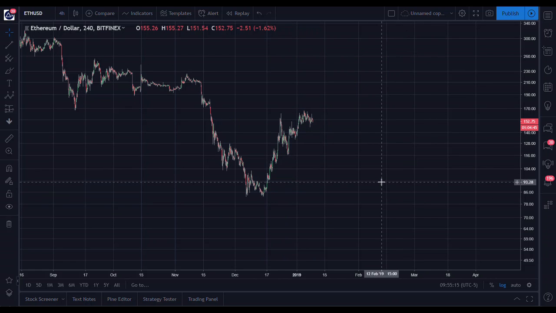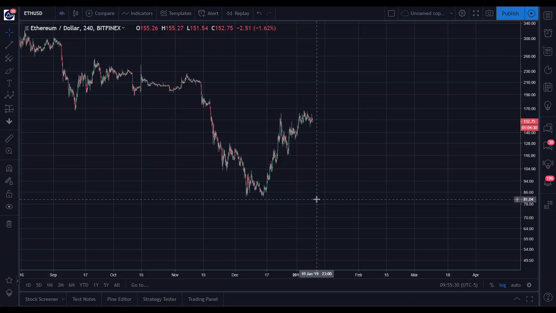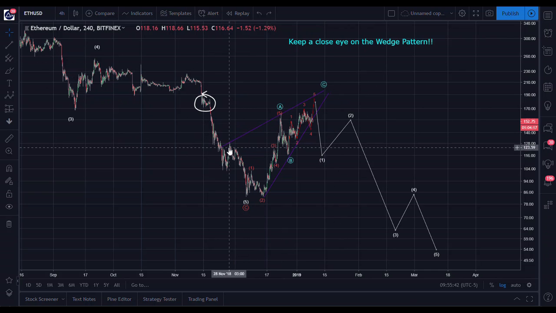Without any of the labels, what can you see? This is a three wave-ish swing. Now, some may say this is a 5-wave swing. Yes, okay, there is a potential for that. But what is the most obvious is a 3-wave swing. And that is supported by the fact that it's making an upward wedge pattern.